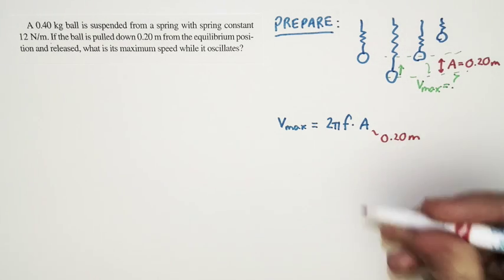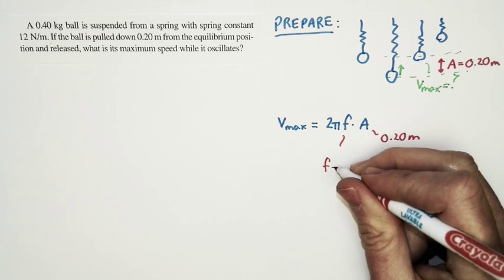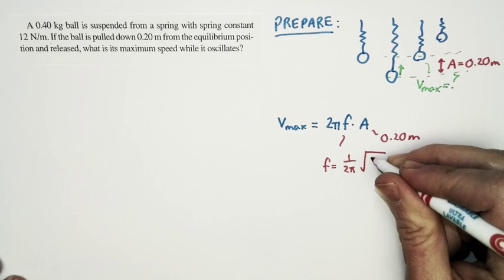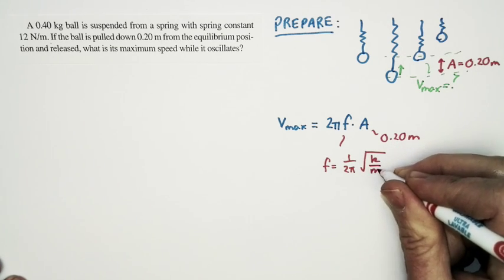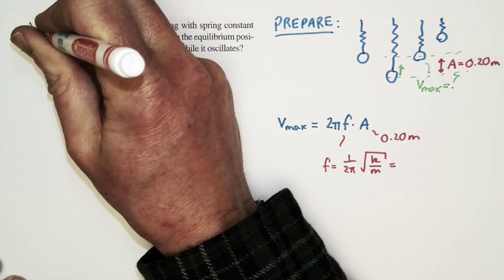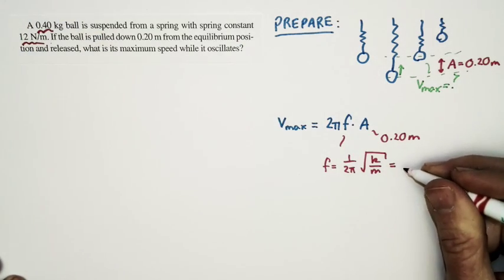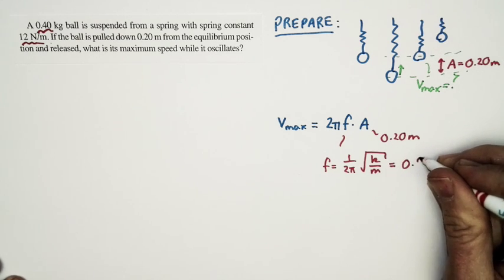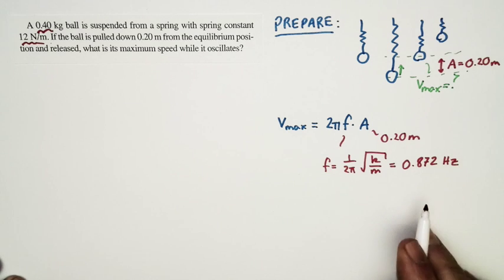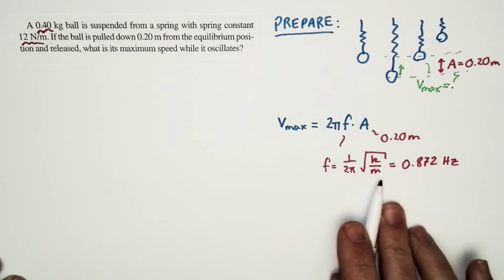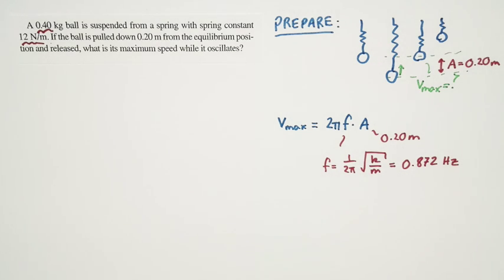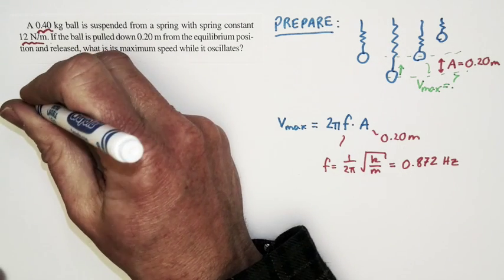The frequency, we have an expression for the frequency. For a mass on a spring, the frequency is just equal to 1 over 2 pi times the square root of k over m. And I'm given k, it's 12 newtons per meter, and I'm given m, it's 0.40 kilograms. And so I can solve for the frequency. If I do that, I get 0.872 hertz. This is a little bit less than once per second. And so that seems like a gentle oscillation, which in fact is what we're expecting.